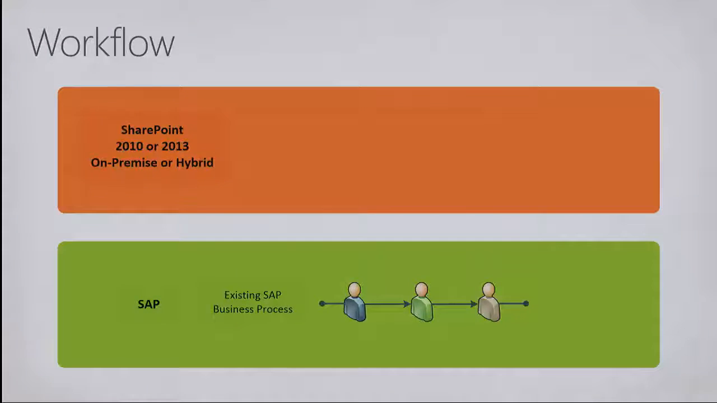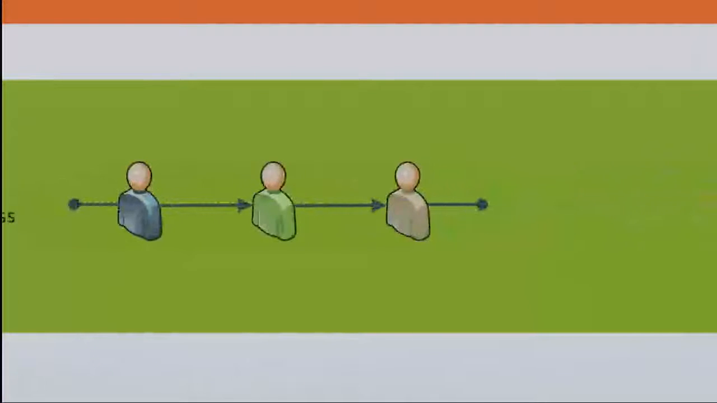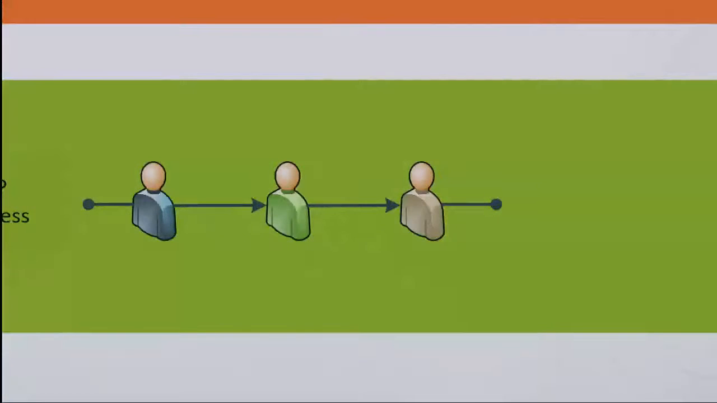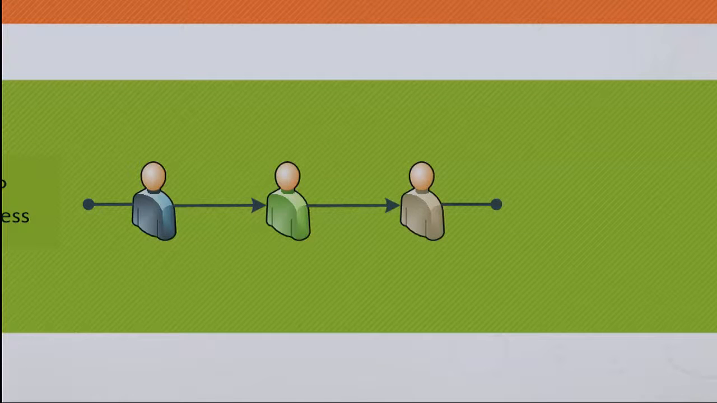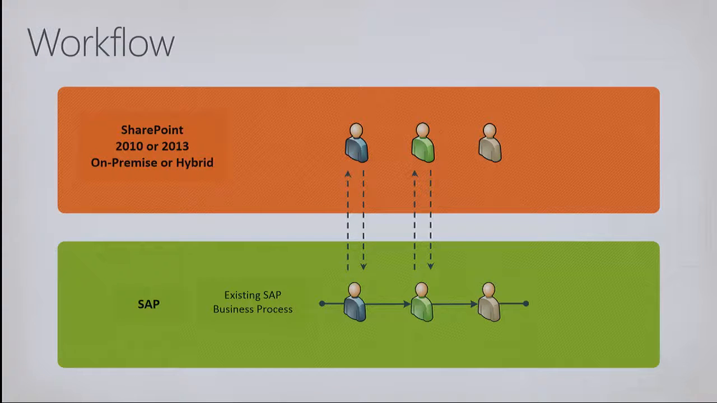So let me show you what this looks like here. You've got your SharePoint environment, and then down here you've got your existing SAP business process. Let's just say, for example, this would be a sequential business process. Now, because this is secure, I can expose those activities to those users. I'm going to expose it to the first person, they're going to approve it. Then I'm going to expose it to the next person, they're going to approve it. Then I'm going to expose it to the next person. You can do that in Duet Enterprise.